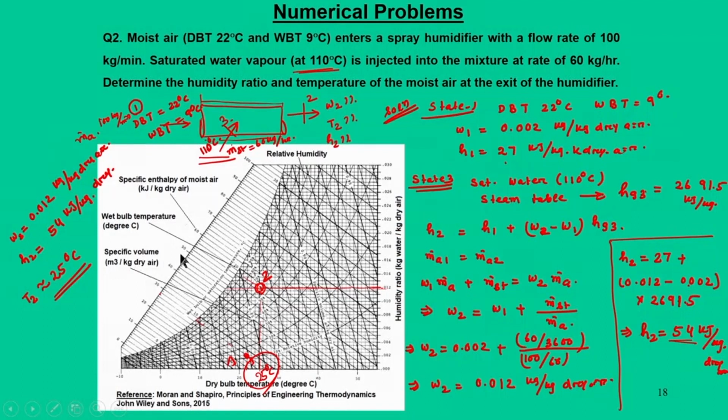So, you can see how easy it is if you can locate this point on the psychrometric chart. One thing I need to emphasize: these numbers may not be exactly these values, but they will give an approximate estimate when you look at the psychrometric chart.